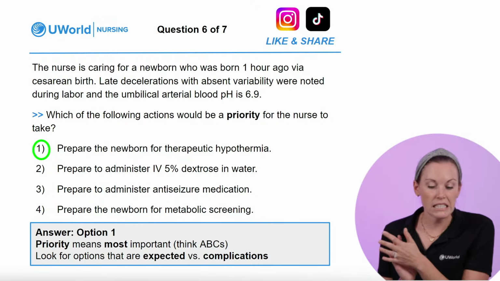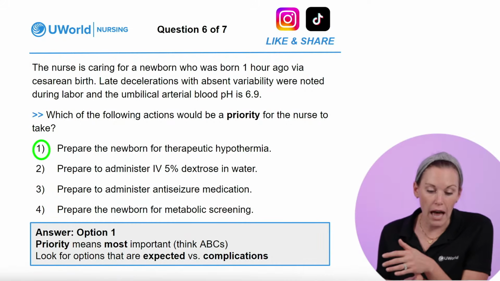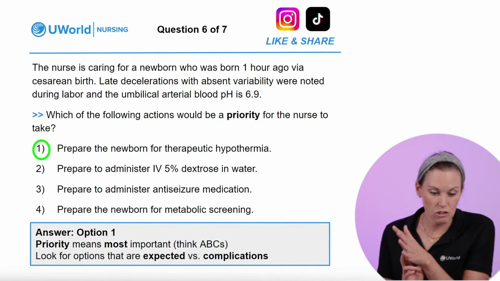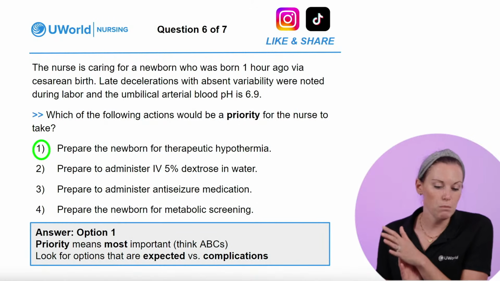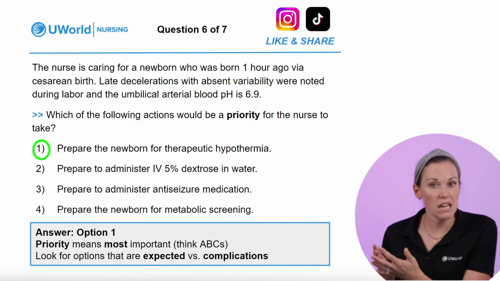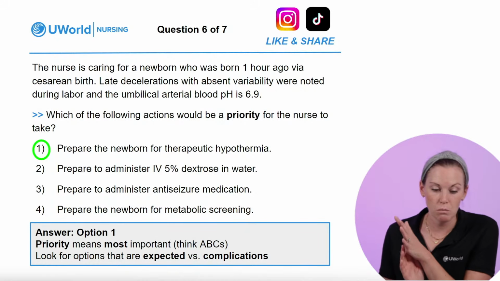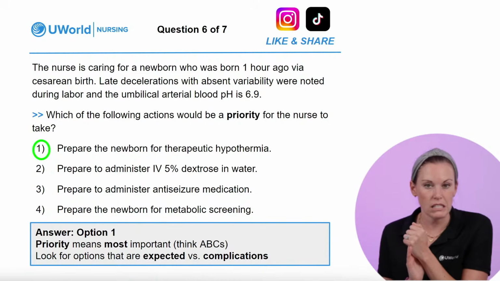Newborn assessment findings associated with this look like a low APGAR score, neonatal seizures, and acidemia, which is what we're seeing here. So therapeutic hypothermia is going to be an appropriate intervention for a newborn with this perinatal asphyxia.